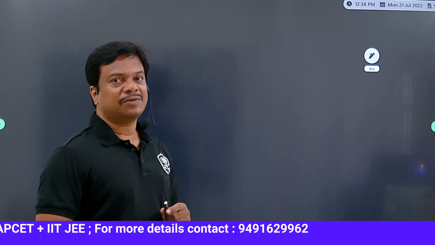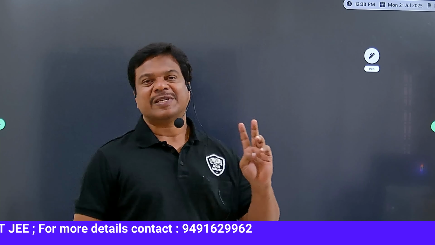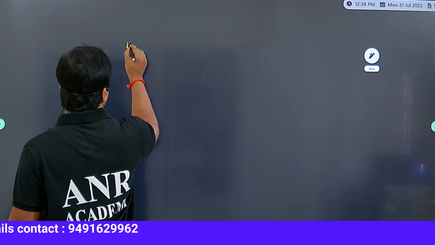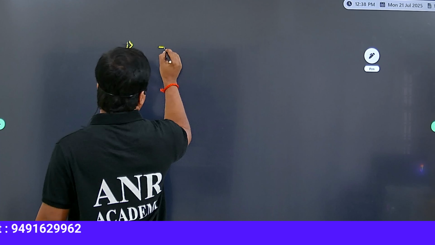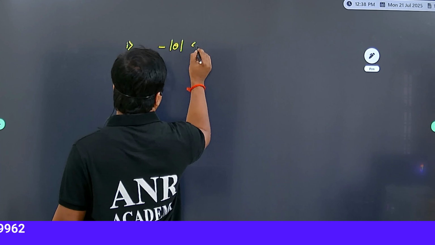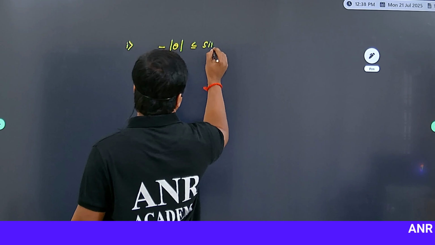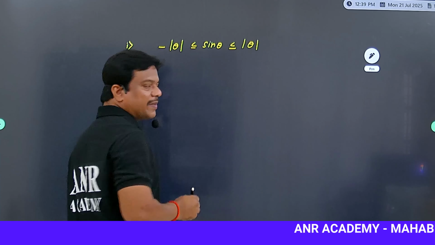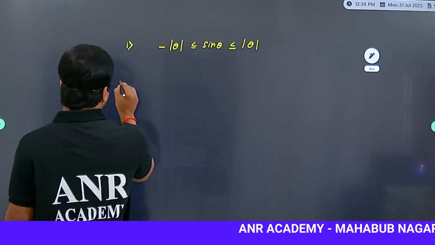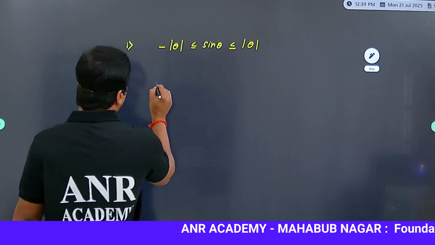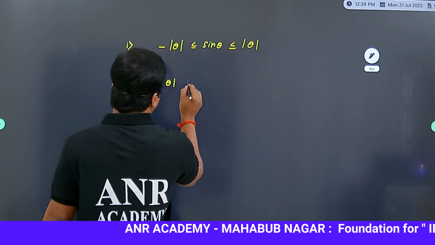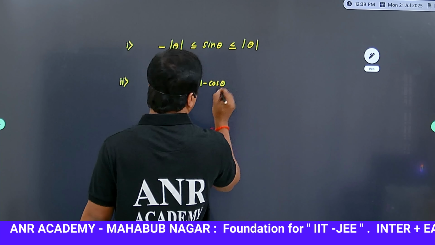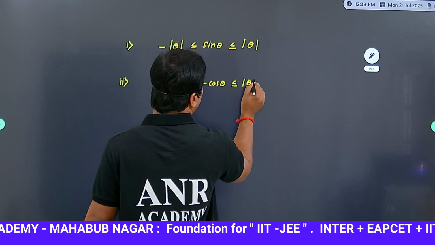Today I am here with you to discuss two special inequalities. The first one: minus modulus theta is always less than or equal to sin theta, less than or equal to modulus theta. This is the first result. And then we will discuss the second one: minus modulus theta is less than or equal to 1 minus cos theta, less than or equal to modulus theta.